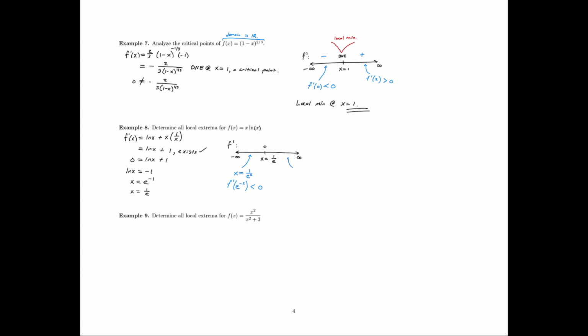What about here? I can definitely pick x equals 1. The first derivative at 1 is the natural log of 1 plus 1, where ln of 1 is 0, right? This is 0 plus 1, so 1, which is bigger than 0. So this is positive. So what we know now is that there is a local minimum at x equals 1 over e. And that's it. So local minimum at x equals 1 over e.